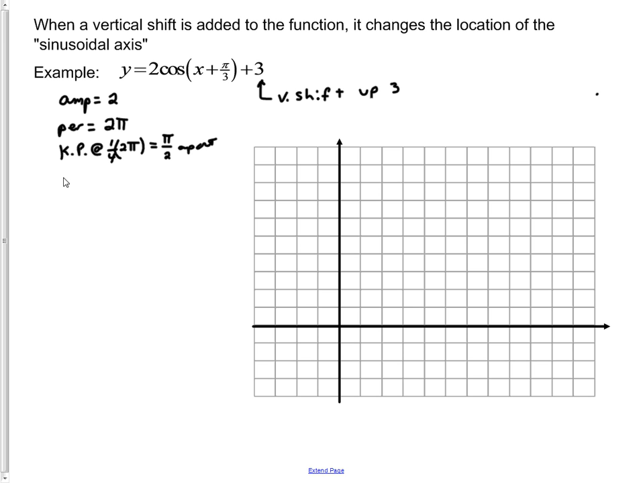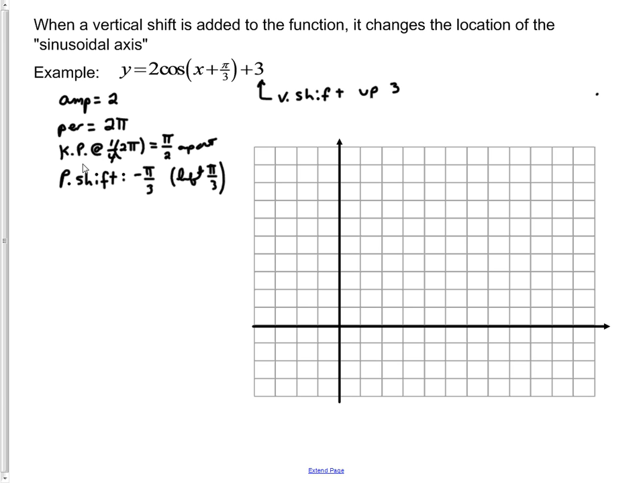But there is a phase shift. And in this case, if we set x plus pi over 3 equal to 0 and solve for x, we're at negative pi over 3, which is to say we're going to shift pi over 3 to the left. It's supposed to say left, pi over 3. Trust me, it says left. Use your imagination. All right, so what do we do now?